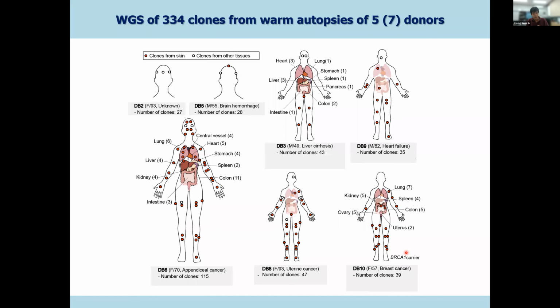Anyway, we tried 7 warm autopsies. The first 2 were our training set. From 5 individuals, we collected around 300 live single cells and generated single-cell-derived colonies from those individuals. And we conducted whole genome sequencing of those around 300 clones.